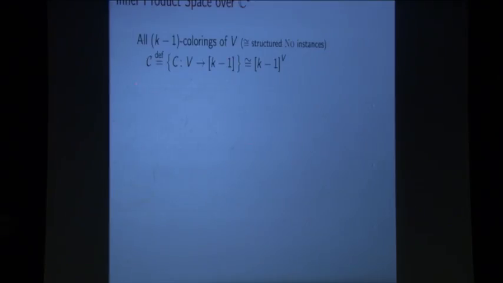Script C is this space, all possible k minus 1 colorings on the graph. On this space, we consider vectors that map script C to complex numbers. In other words, if you give me a coloring, I will give you back a complex number. We will be considering these vectors. For simplicity, I call them script C vectors, indexed by a k minus 1 coloring.